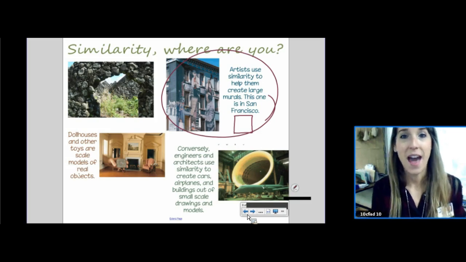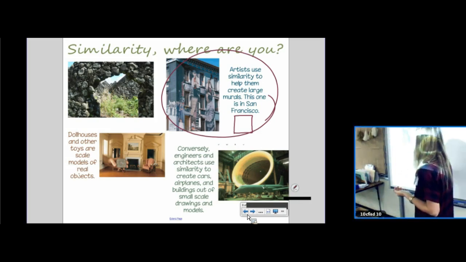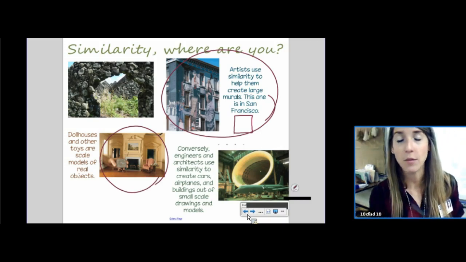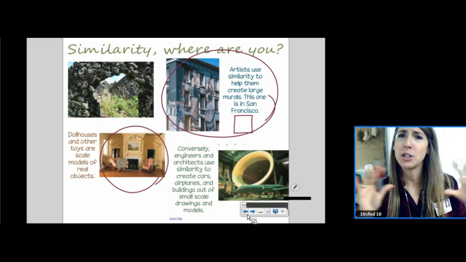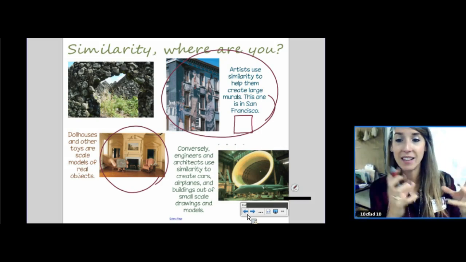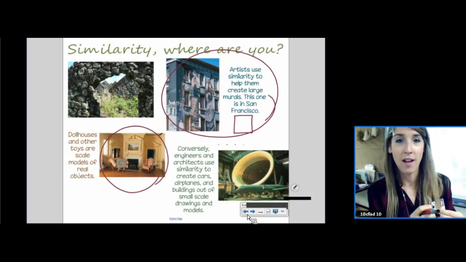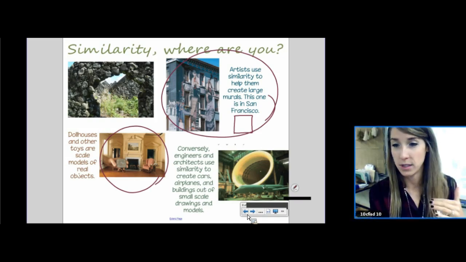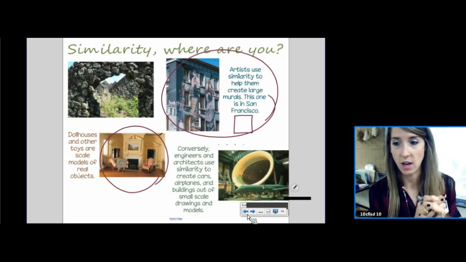The opposite of that is people who create dollhouses. A lot of times a dollhouse is modeled after a real house. So they take the dimensions of the real house and they scale it down for the dollhouse. So they're dividing. Their scale factor is going to reduce the figure instead of enlarge the figure.